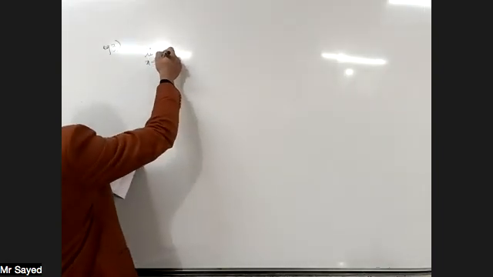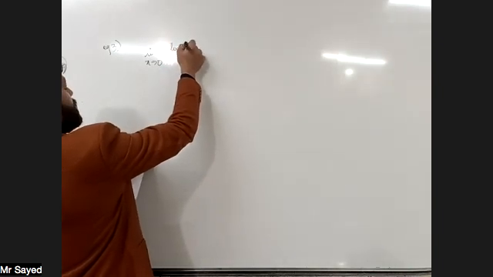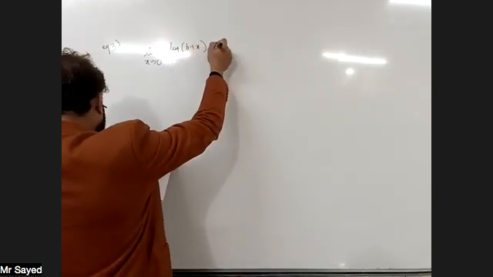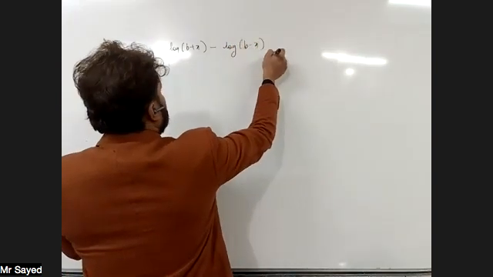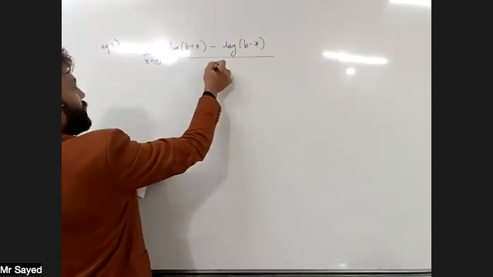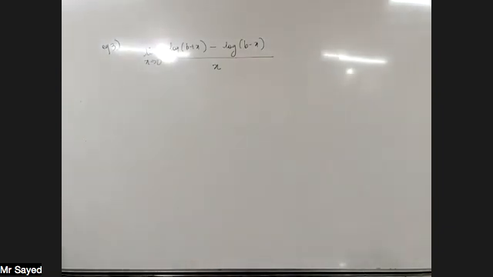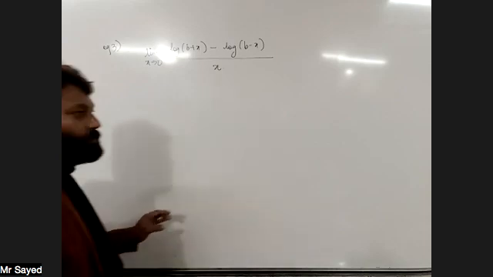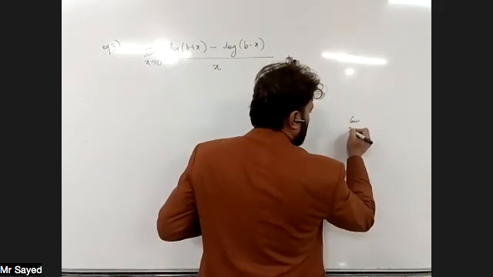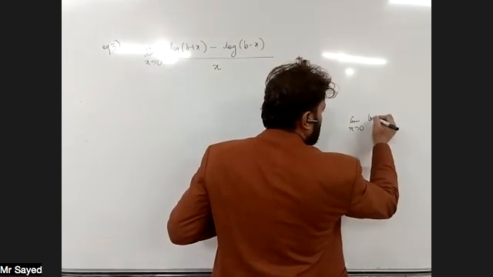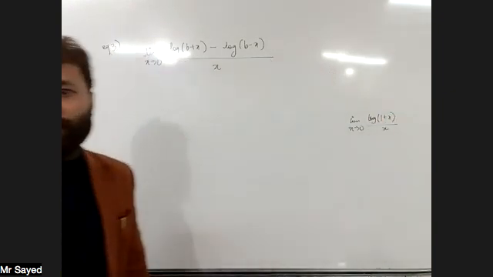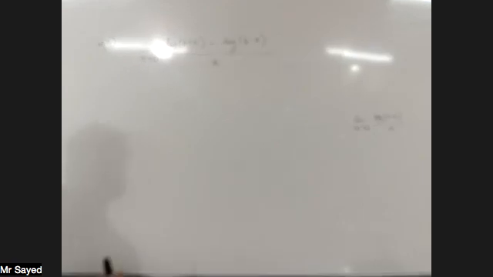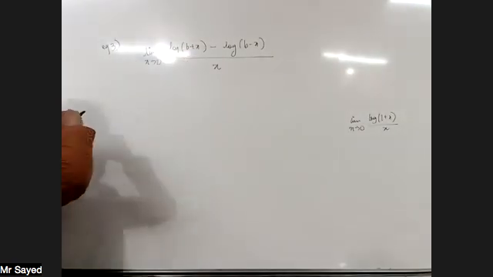Limit x tends to 0, log (b plus x) minus log (b minus x), whole upon x. Now look carefully. In terms of log, we have a formula in limits: limit x tending to 0, log (1 plus x) whole over x. It should be in the form of 1 plus. To get that form, first of all, we'll have to take b common internally.